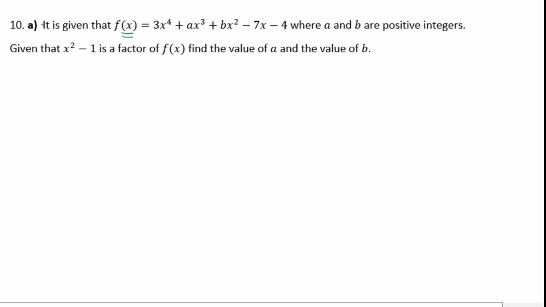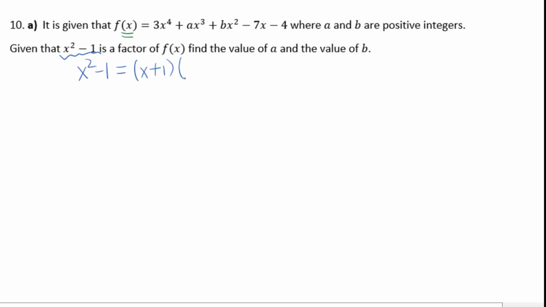Let's go to number 10. It is given that f of x equals 3x to the fourth power plus ax to the third power plus bx squared minus 7x minus 4, where a and b are positive integers. Given that x squared minus 1 is a factor of f of x, find the value of a and the value of b.